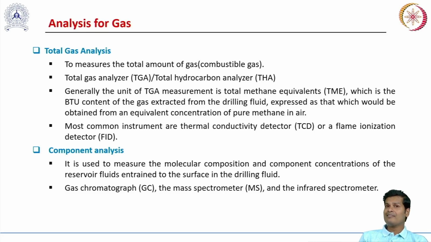So what happens is that if you are drilling through an oil zone, the oil will come inside the drilling fluid. So when this drilling fluid moves up, the pressure decreases and gas will come out of the oil. The oil will liberate some amount of gas. So now the drilling fluid will have some hydrocarbon gas inside it. So this will be detected in total gas analysis.